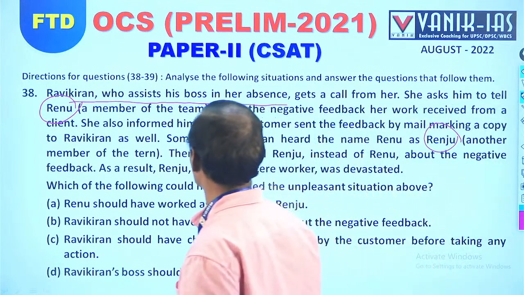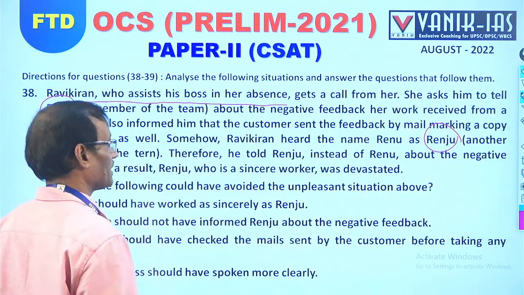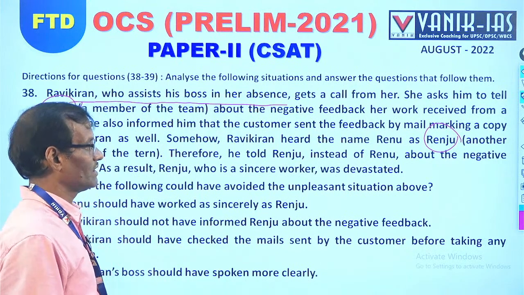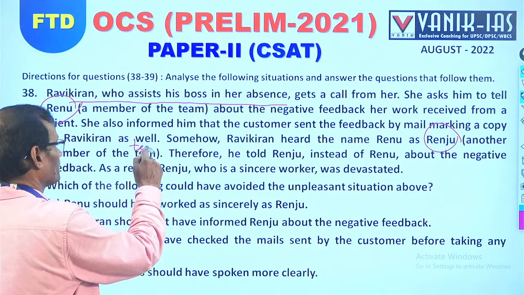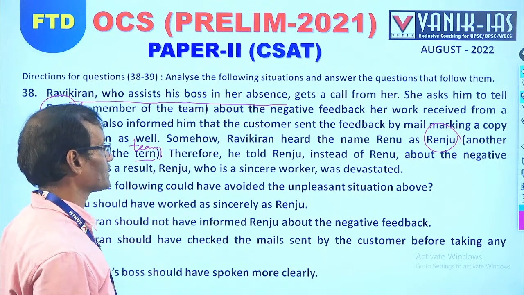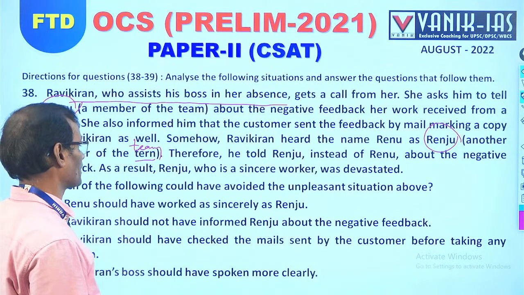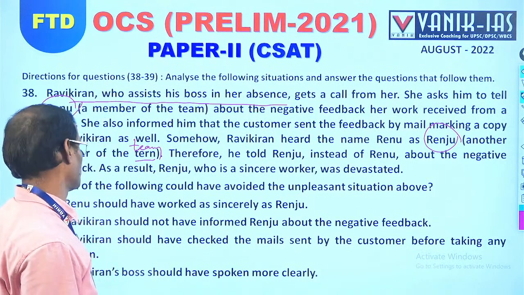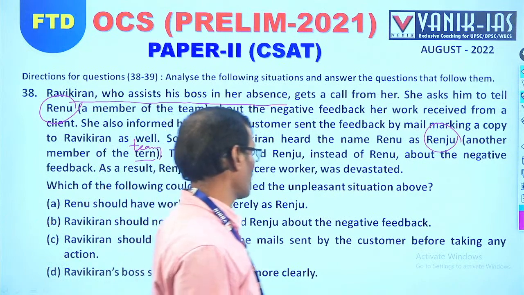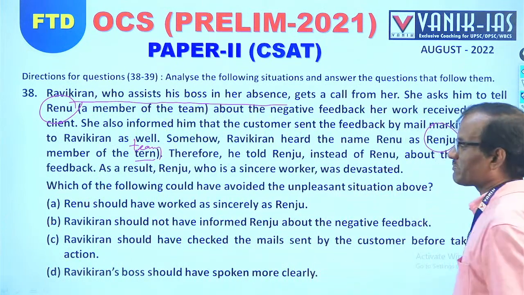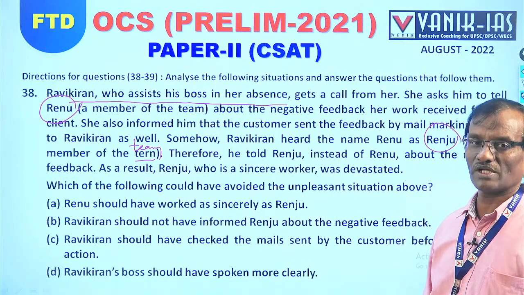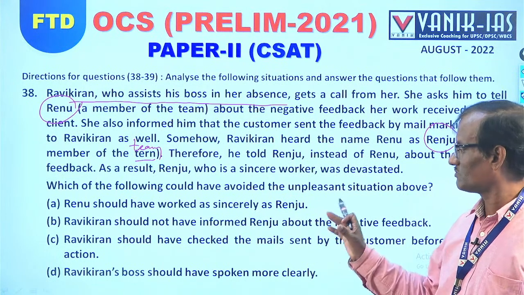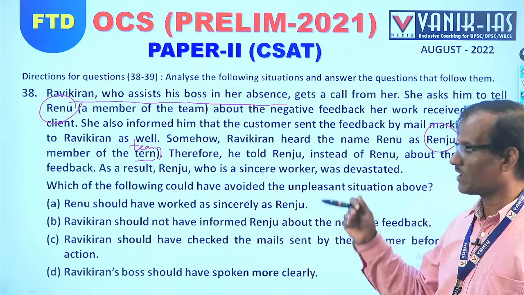As a consequence of miscommunication, Ravi Kiran heard the name Renu as Ranju, another member of the team. Therefore, he told Ranju instead of Renu about the negative feedback. As a result, Ranju, who is a sincere worker, was devastated. Which of the following would have avoided the unpleasant situation? So what could Ravi Kiran have done to ensure that such an unpleasant situation did not take place?